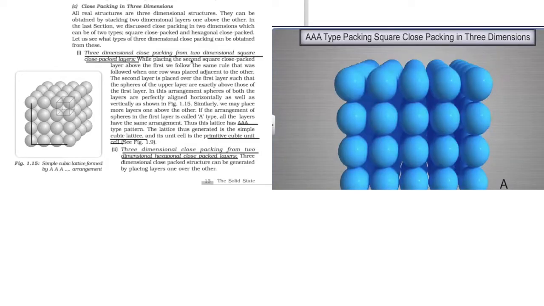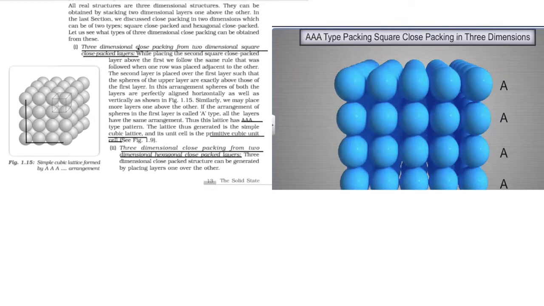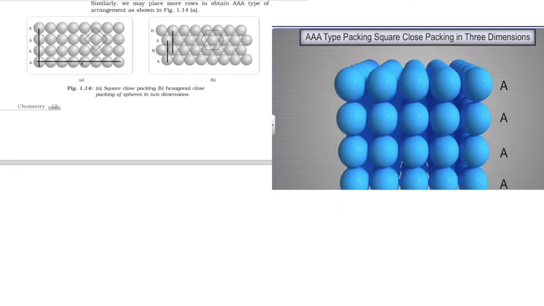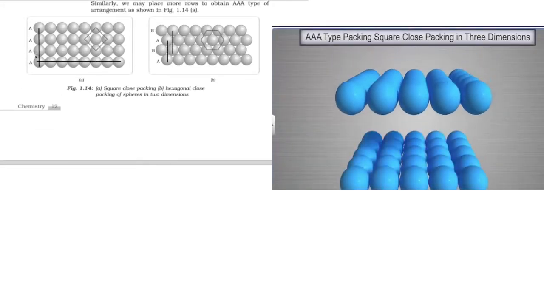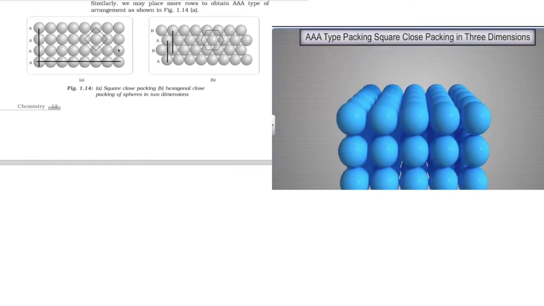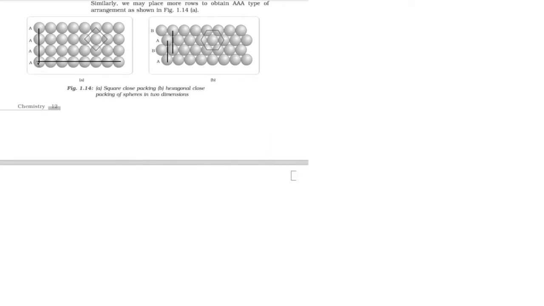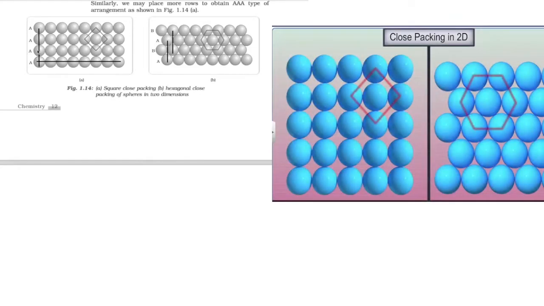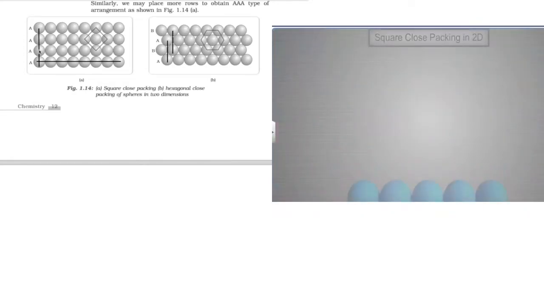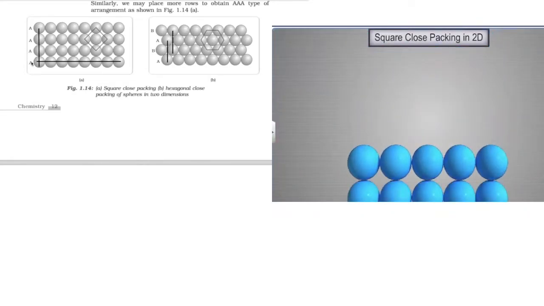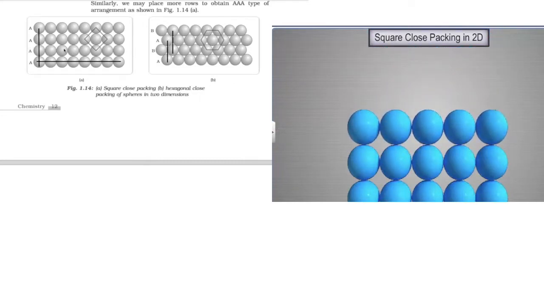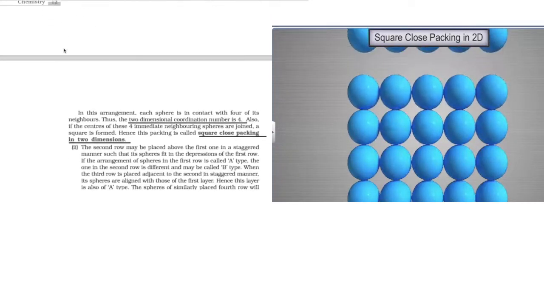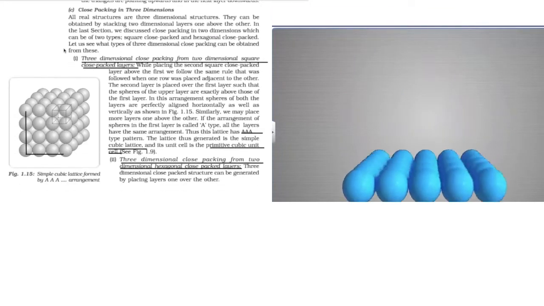Number 1, 3-dimensional close packing from 2-dimensional square close packed layer. As we know that in 2-dimensional square close packing, the rows are arranged in such a way that the spheres of the second row are placed just above the sphere of the first row, and this type of arrangement is known as AA type of arrangement. Exactly the same pattern will be followed in the 3-dimensional close packing.